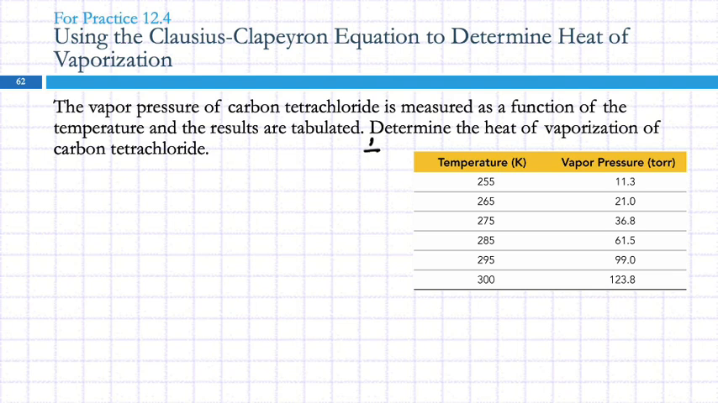So we need to have 1 over the temperature. So that would be 1 divided by 255, or 0.00392. And then we would want the natural log of the vapor pressure. So that natural log of 11.3 is 2.425. And so you would do those calculations and then graph the data.